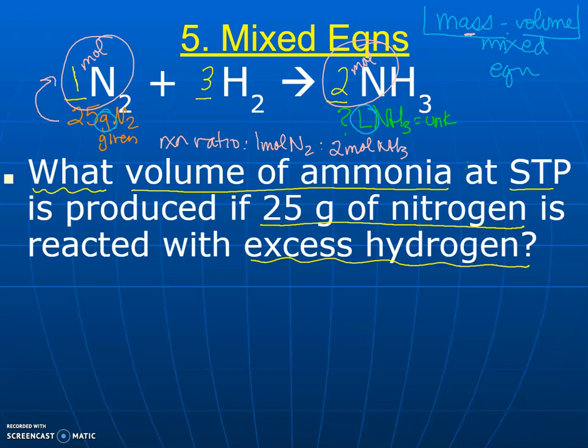Well, we're going to have to do a side calculation. Do you have your best friend, the periodic table? Bring it out. The molar mass of N2 is going to be 2 times 14.01 grams per mole, or 28.02 grams of N2. That's how much 1 mole weighs. That's going to be my first conversion factor.